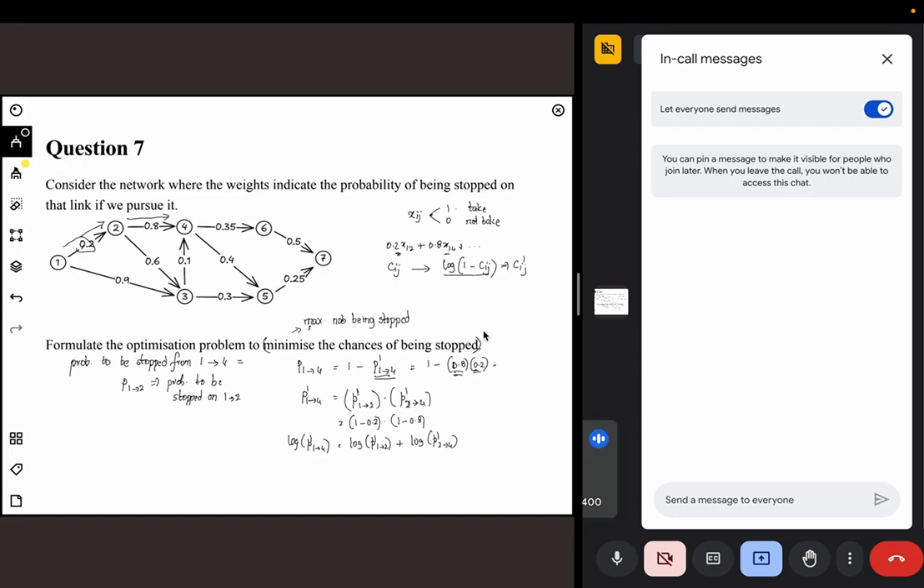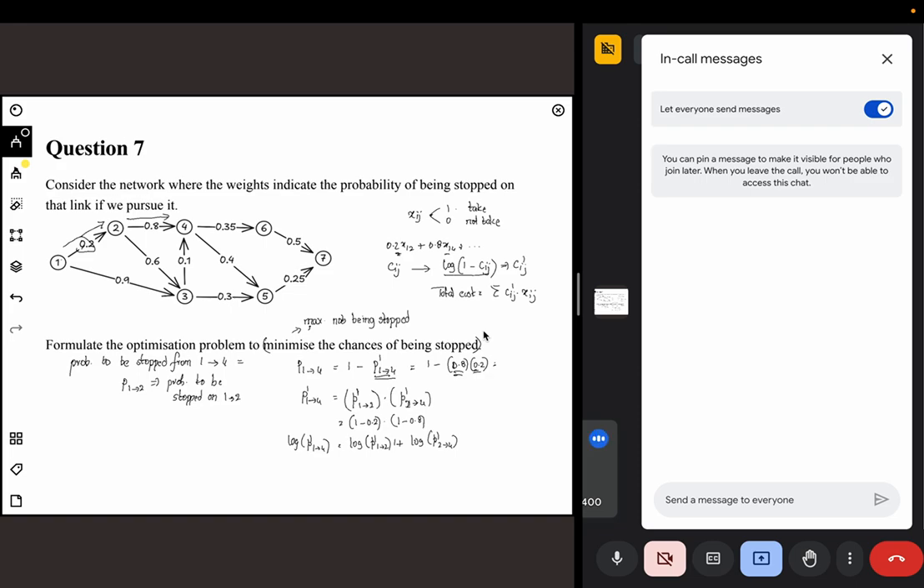Now with this Cij prime, I can directly write my total cost as sigma Cij prime times Xij. If I take that route, it will be included as 1. If I do not take that route, it will not be included. So that will again be a linear problem that I can solve. Once I solve the entire problem, I'll get Xij, which gives me the most reliable path, or essentially the path that will minimize the chances of being stopped.